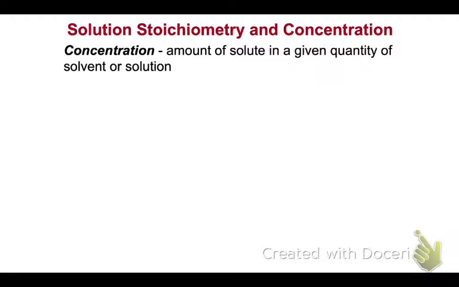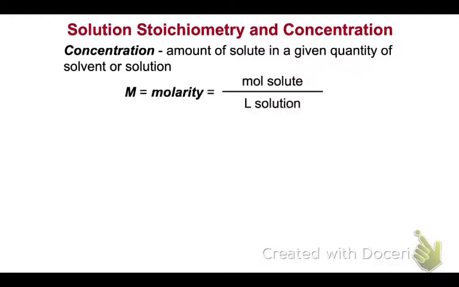Solution stoichiometry and concentration. In order to understand stoichiometry for solutions, we first have to understand concentration. In a solution, concentration is a measurement that tells me about the amount of solute in a given quantity of solvent or solution. The most common concentration unit we use is molarity, and it is calculated by dividing the moles of the solute by the volume of the solution in liters. So the volume has to be presented in liters.